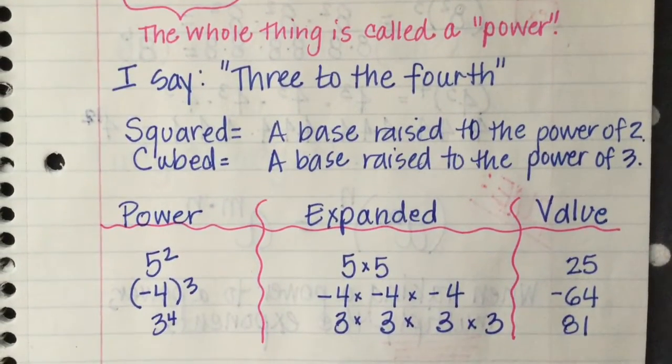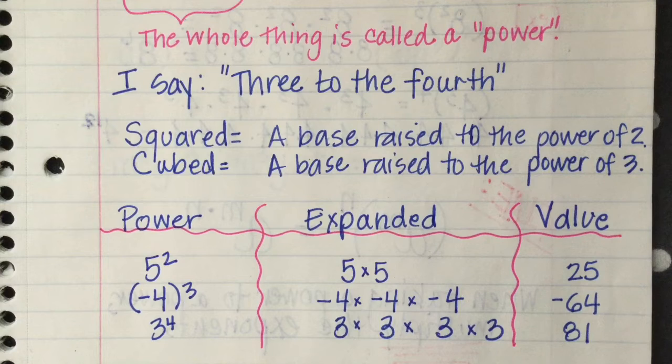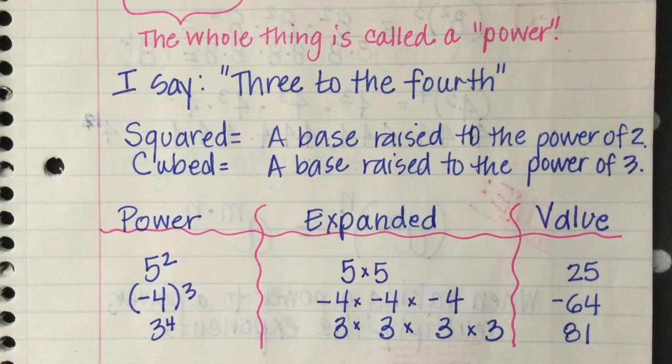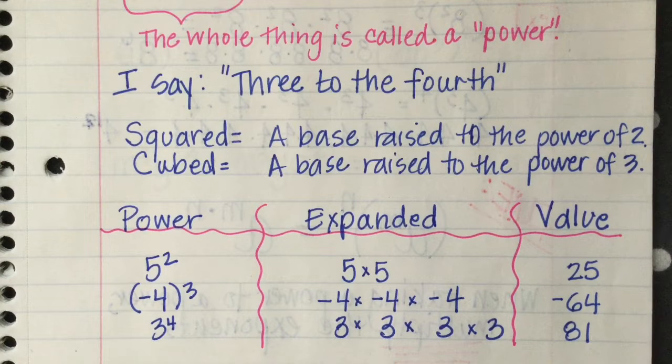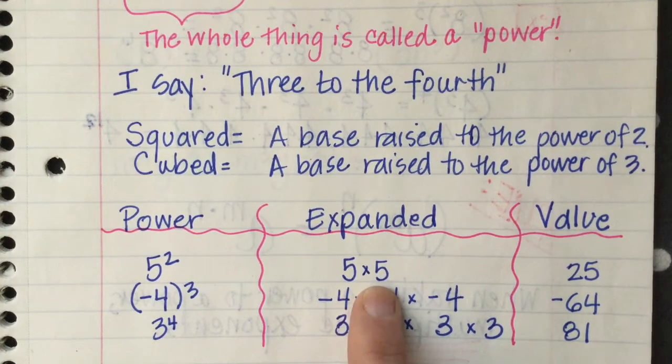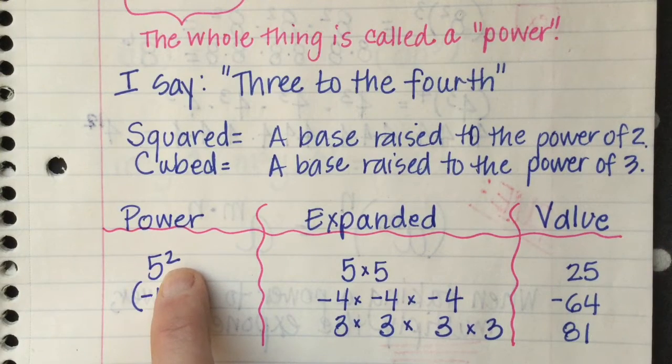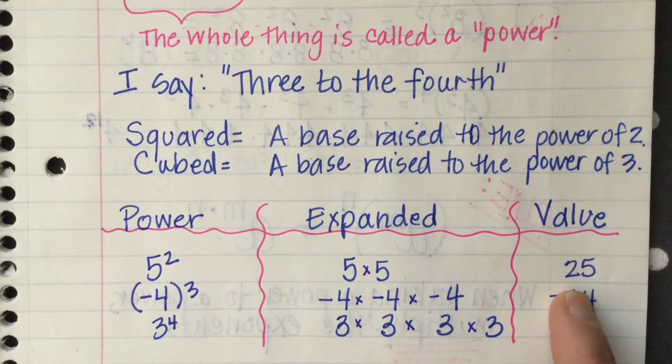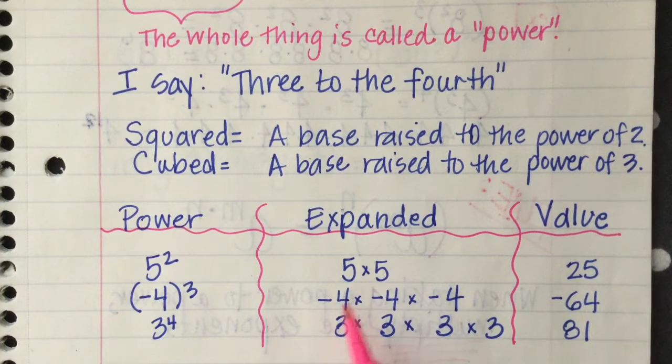Here's a chart that was actually in your notes, and it would be great to copy it down. It gives you some examples of what it looks like when it's written as a power, so 5 squared or 5 to the 2nd power. Expanded just means that I'm taking each one of those bases and I'm writing it out however many times my exponent says. So 5 squared or 5 to the 2nd power would be 5 times 5. So notice that I have 5 times 5, I've got 2 of them, and that came from this exponent right here. And then the value is just asking me to go ahead and do that multiplication. So 5 times 5 is going to give me 25.